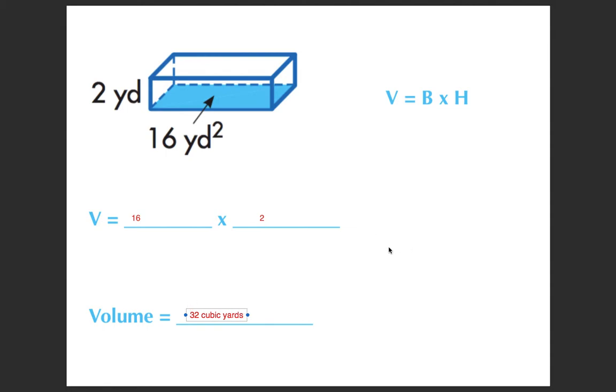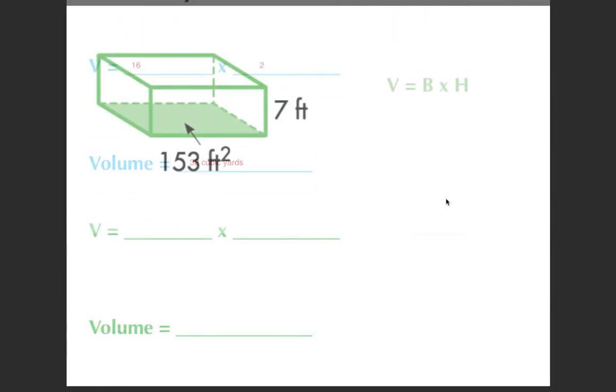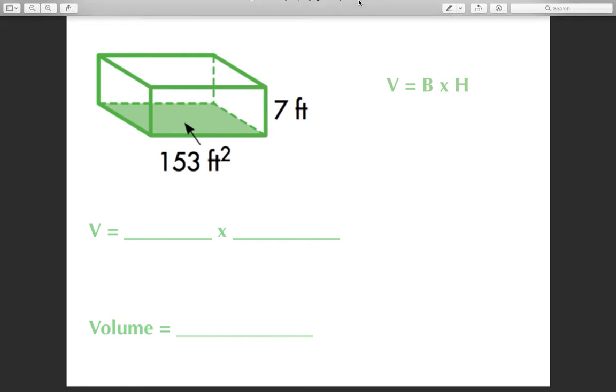All right, let's keep practicing. All right, our next one. Now we've got a bigger number here. We've got 153 square feet. So that is our area right here of this base. So we are going to do 153 times 7. I'm going to let you guys write this one out and try and solve it. We'll go over it in about 30 seconds. If you need more time, you can go ahead and pause it.